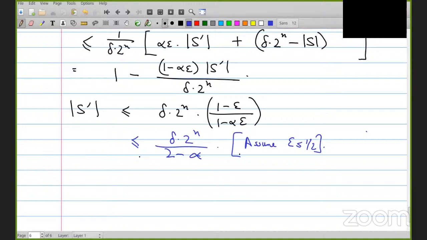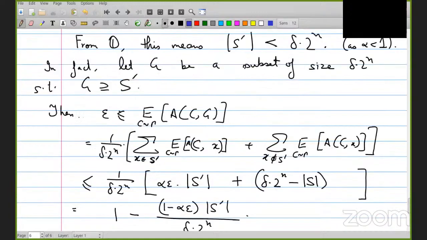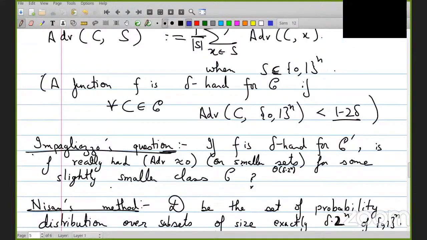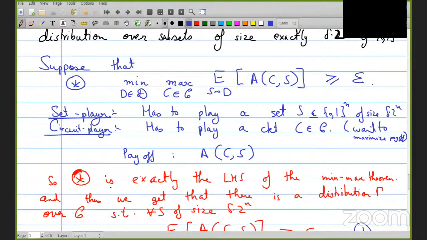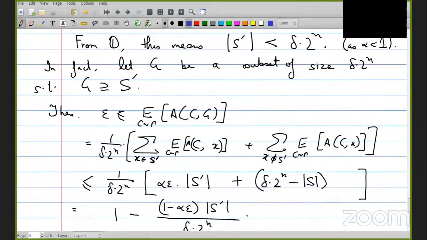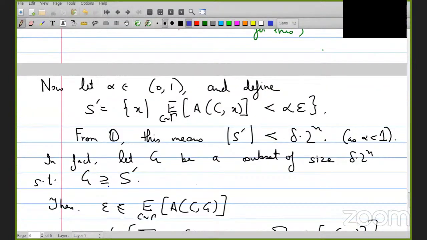But let's just recall what all we have. We're already on a good enough track. So what have we done? We started off with the assumption that no matter what distribution over small sets of size delta times 2 to the n you take, there is some circuit which achieves a good advantage. And by good, I mean at least epsilon advantage. Out of this, we have been able to say that there is a distribution over circuits such that the set of those x elements on which this circuit family has a small advantage is actually small. On everything outside this set, this circuit family has pretty high advantage, at least alpha epsilon.